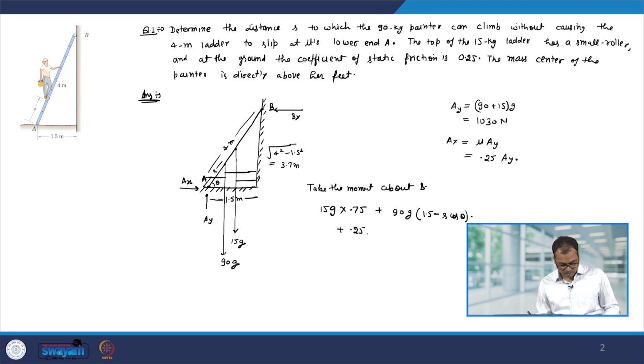Plus we have 0.25 into 1030 into 4 sin theta, because the value of Ax is 0.25 Ay and Ay is 1030 and the perpendicular distance is 4 sin theta. So, this has to be equal to 1.5 into 1030, and this gives you, because cos theta is also known, g is also known, s equal to 2.55 meter.